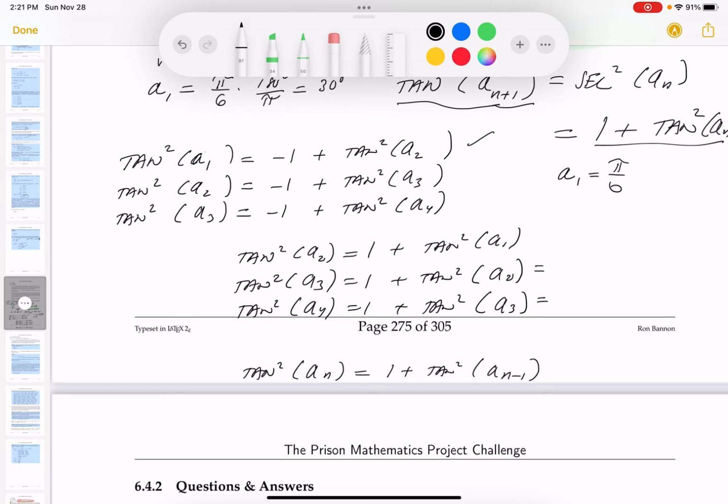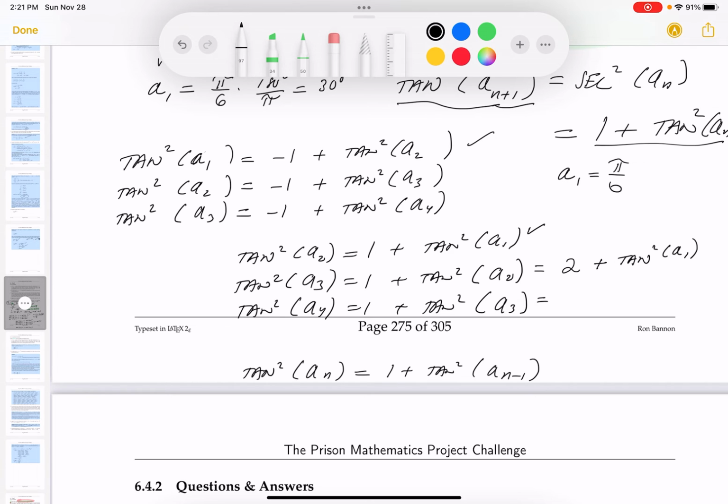I want to get a general pattern here. I'm kind of looking at it. And what do I notice it's going to give me? Well, this is going to give me, I'm using what's prior, by the way, 2 plus tangent squared A1.